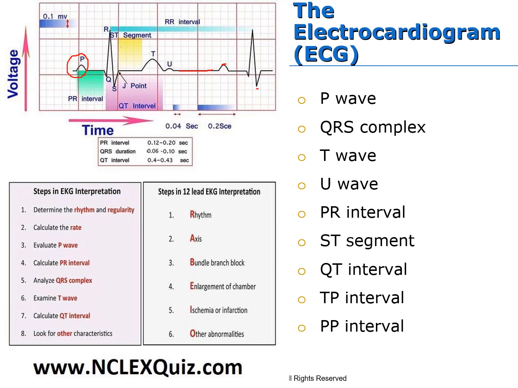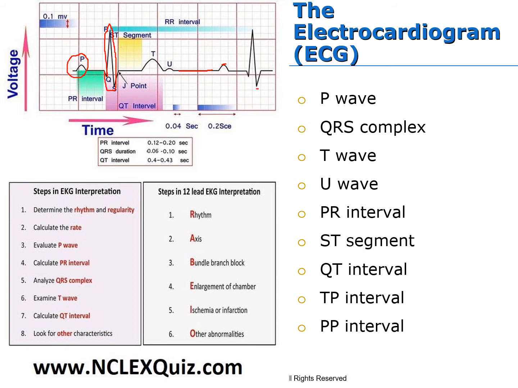QRS is here, and that's called a complex. So the QRS complex represents the depolarization of the ventricle and the electrical activity of that ventricle.